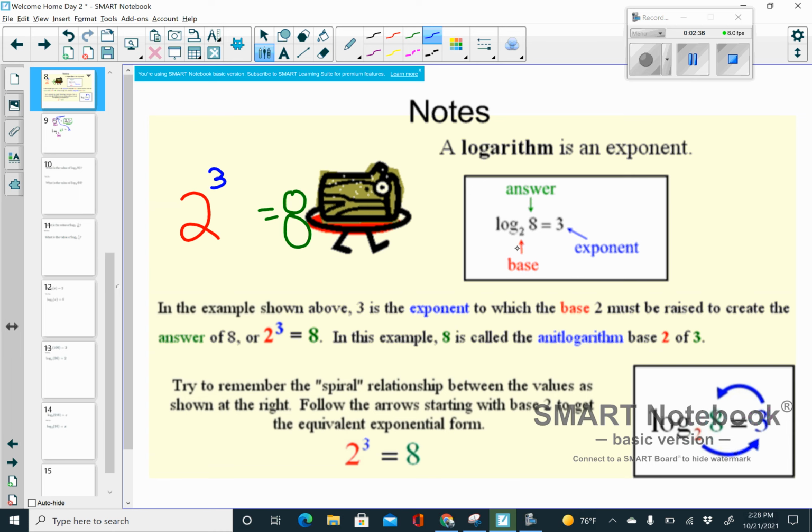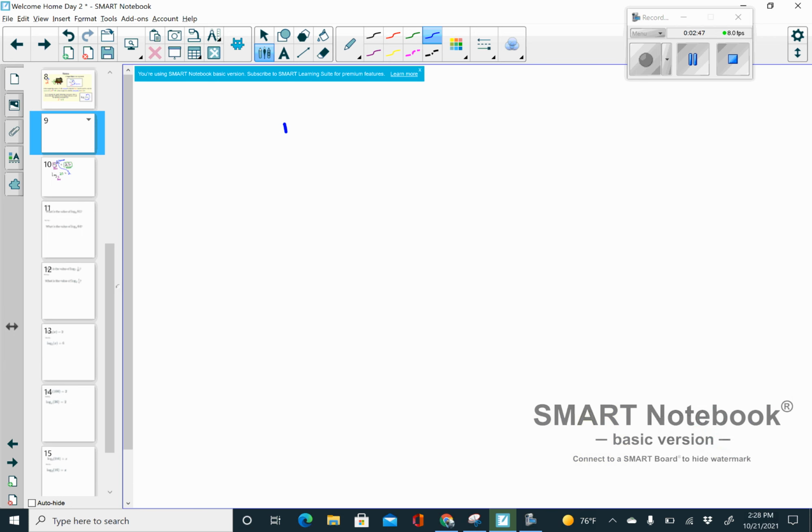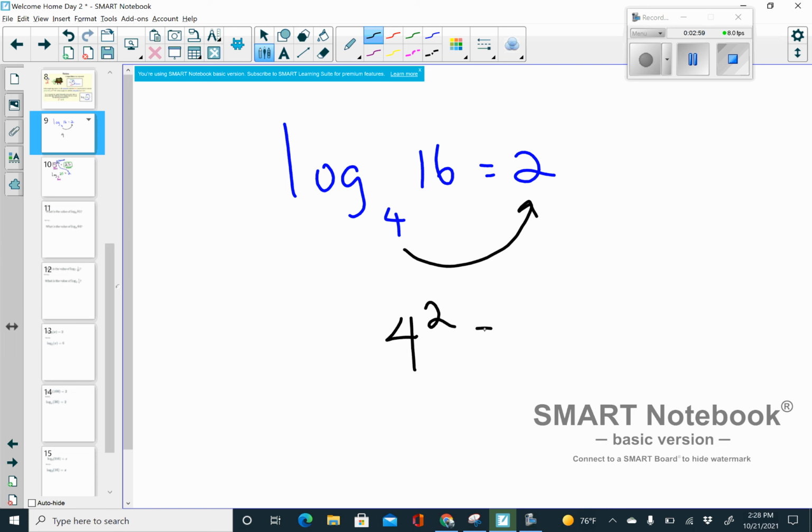I'm going to show you something that I call the circle of log, which is basically start from the bottom. 2 to the third power is equal to 8. As another example of that, if I have log base 4 of 16 equals 2, rewriting it in exponential form, 4 to the second power is equal to 16. All right, so logs come easier once you're doing a couple of problems.